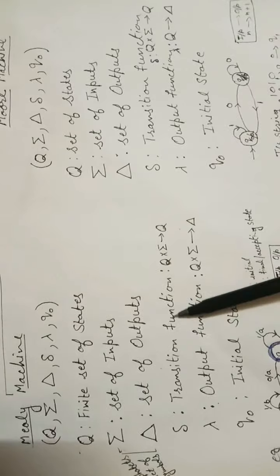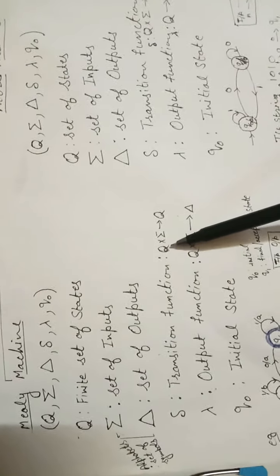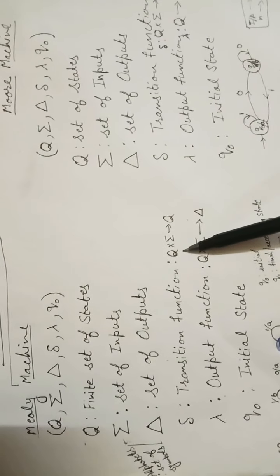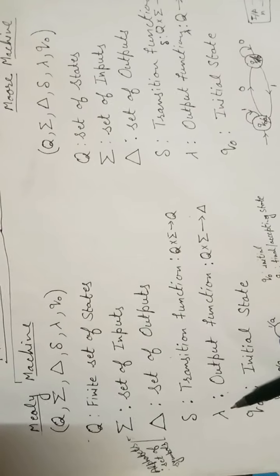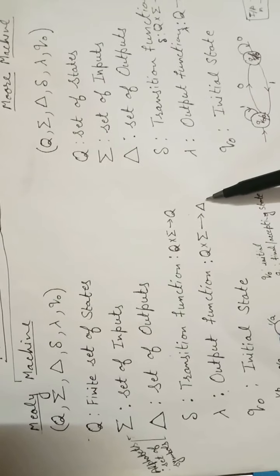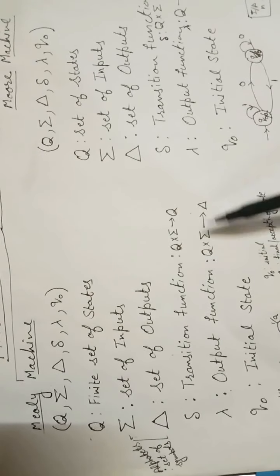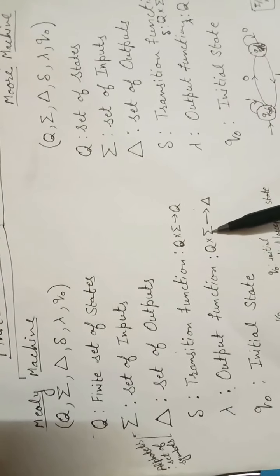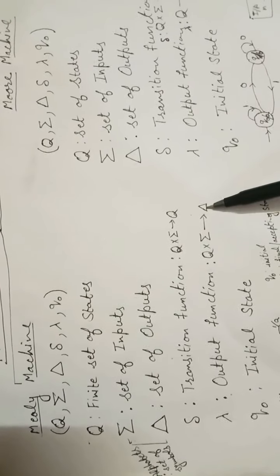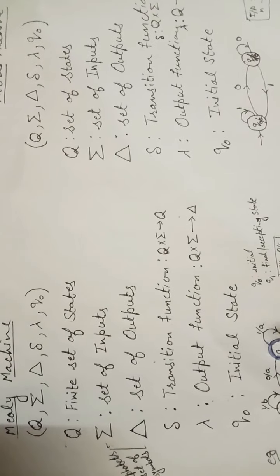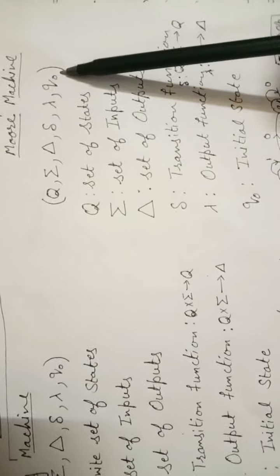Delta is the transition function, and this transition function is from Q cross sigma to Q. Q is the set of states, and this lambda is the output function, and it is from Q cross sigma to delta. Delta is the set of outputs. Now here you can see the output: a state and an input both together give an output. Q0 is the initial state.